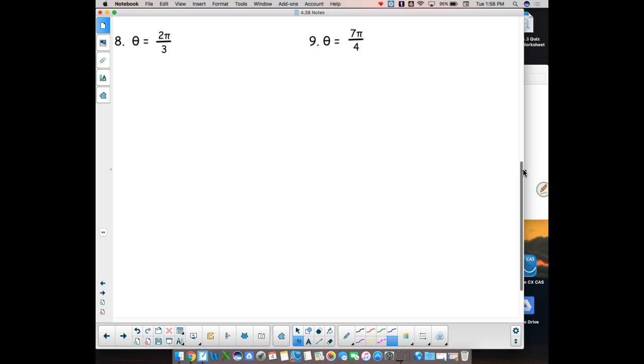Do we need to memorize what the 2 pi over 3 is? That's why you're using your unit circle. So 2 pi over 3 is up here. My reference angle is here then. Always again comes off of the horizontal.